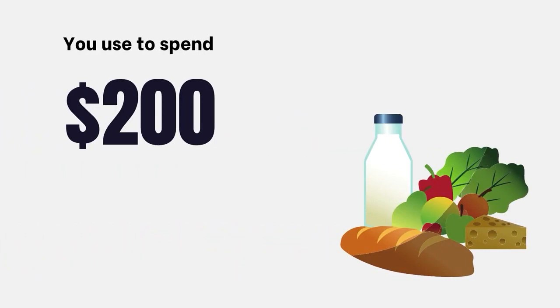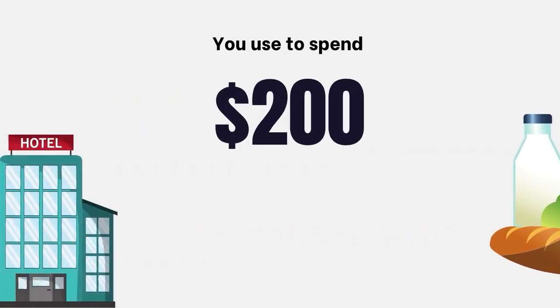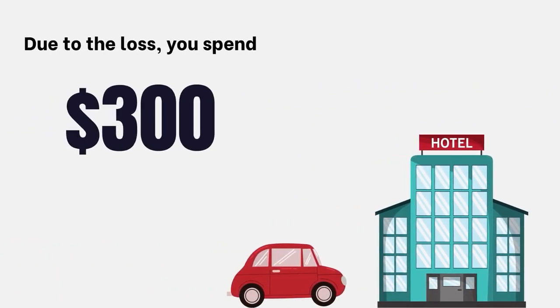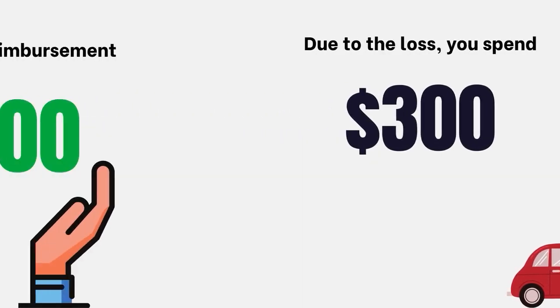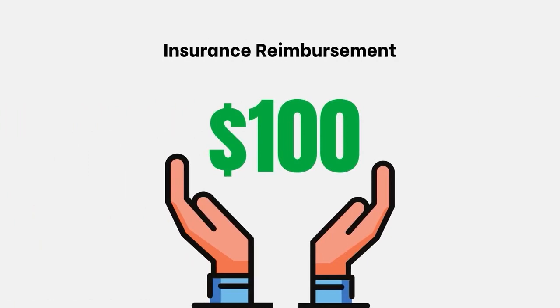An example would be, if you usually spend $200 for food per week, but because you cannot cook in a hotel and have to eat out, your meal expenses increase to $300. The payout will be the difference of $300 minus $200, or $100.